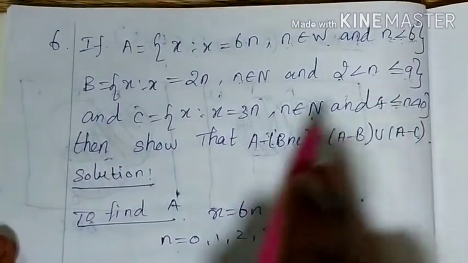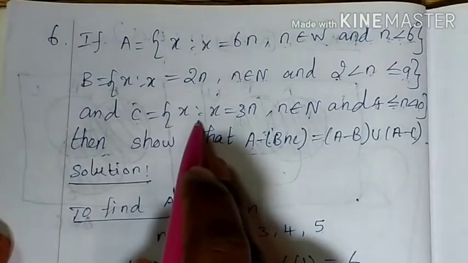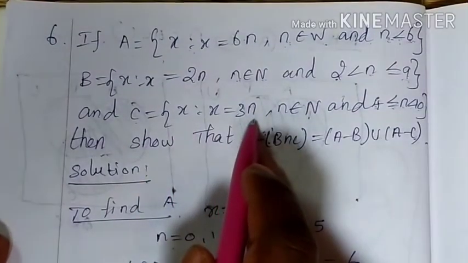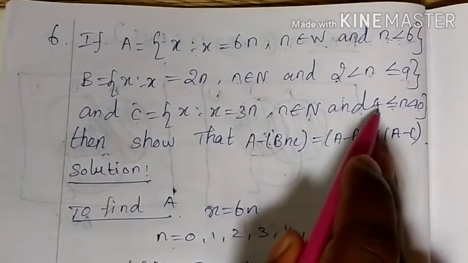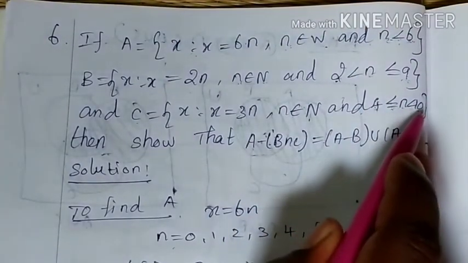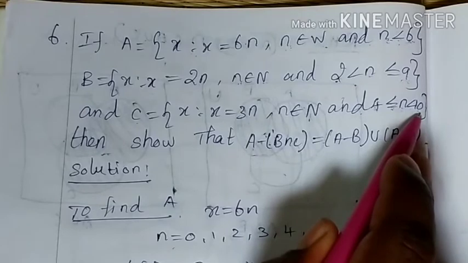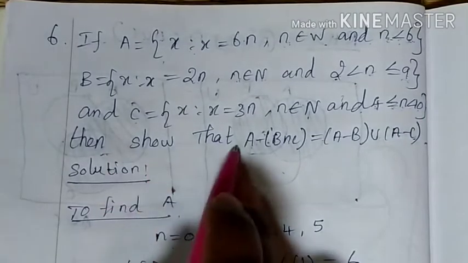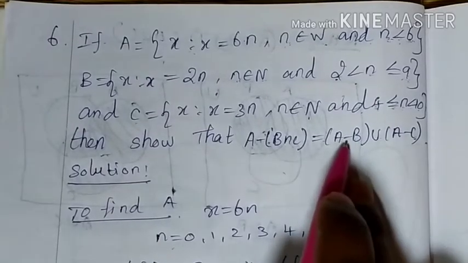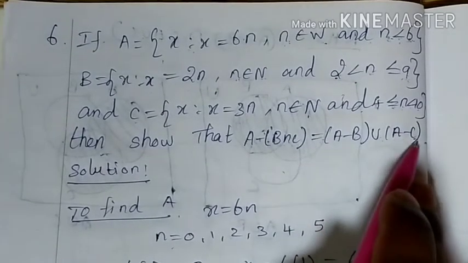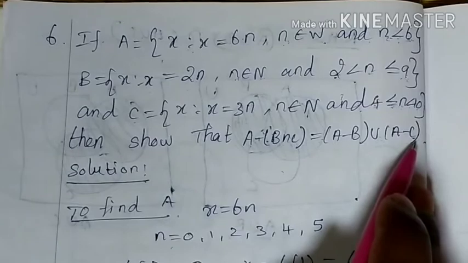And C is the set of all x such that x is equal to 3n, n belongs to capital N, and 4 is less than or equal to n less than 10. Then show that A difference (B intersection C) equals (A difference B) union (A difference C). This is your question.